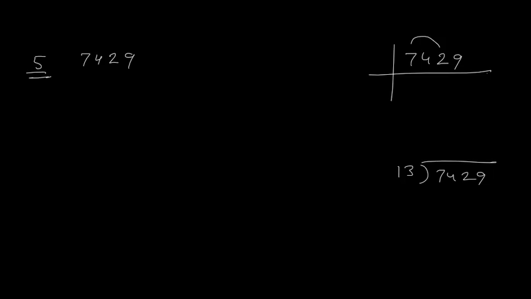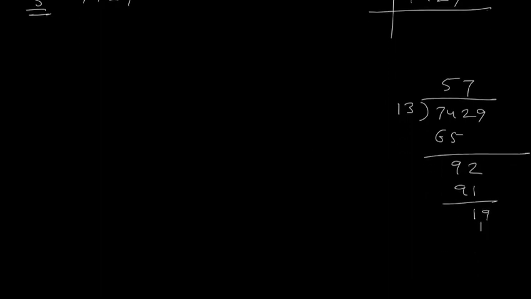So 13 5s are 65. Here I get 992. 13 7s are 91, 119. So it is not divisible by 13.